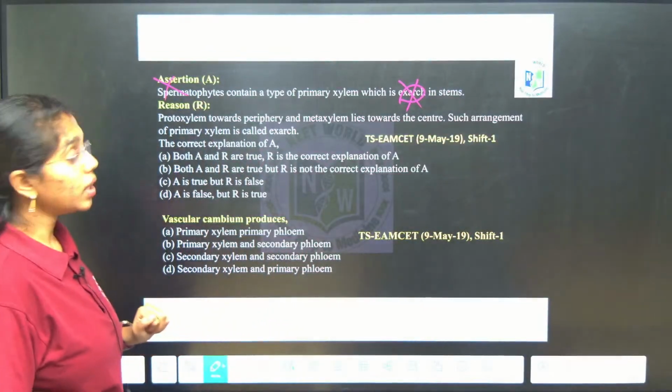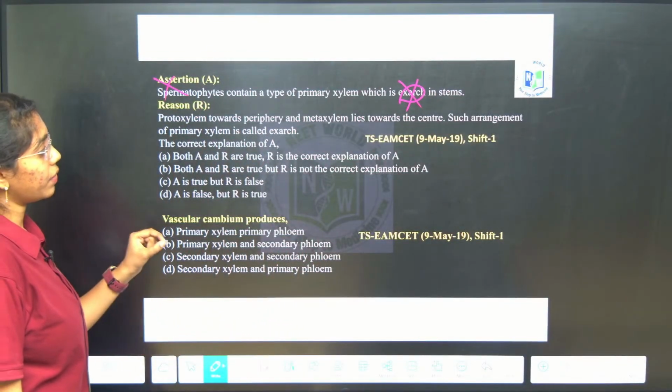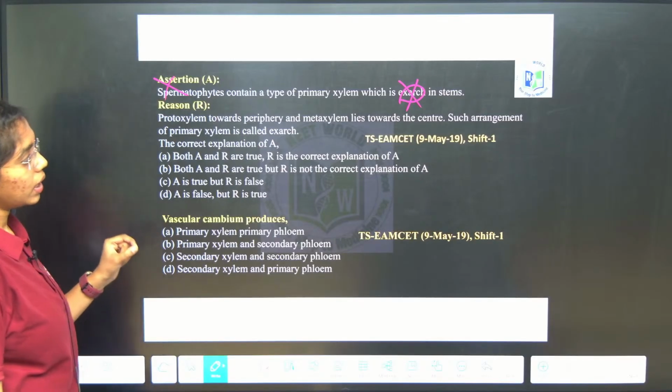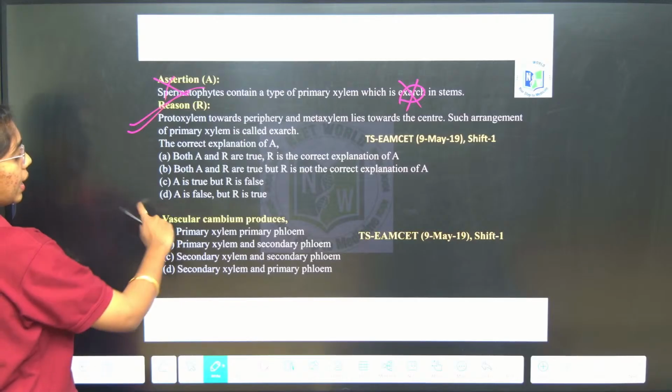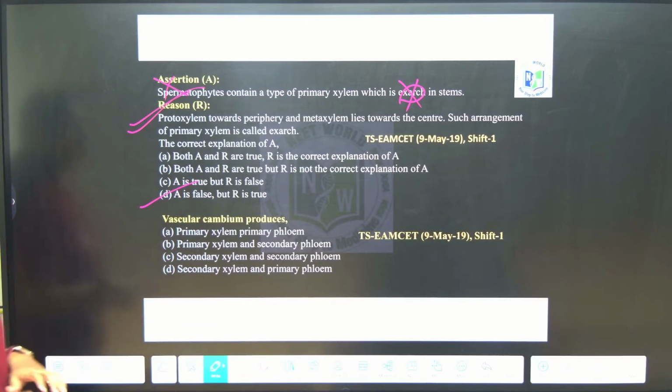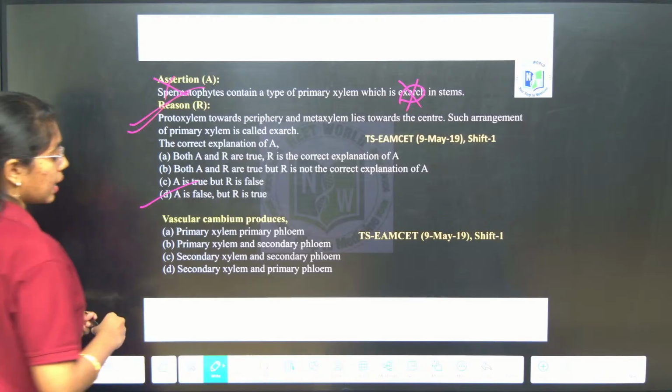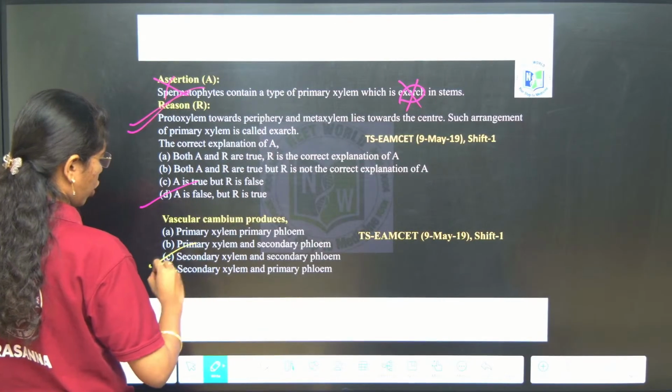In reason you see, protoxylem towards periphery, metaxylem towards the center, such arrangement is known as exarch condition. True. So, here again A is false, R is true. Vascular cambium produces what, ma? Vascular cambium will produce secondary xylem and secondary phloem, option C.